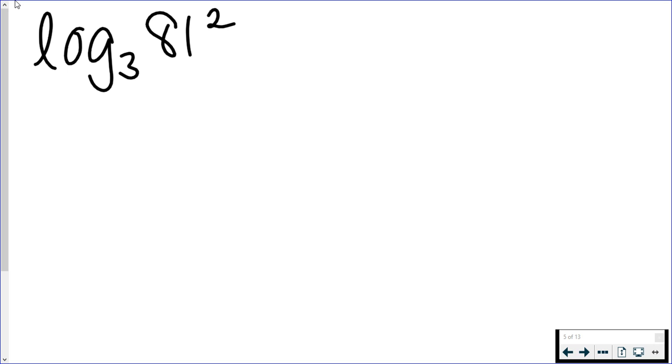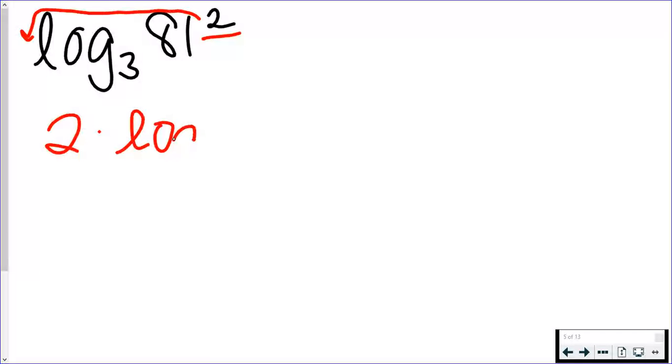For the power property, it actually helps you to deal with smaller numbers than you have to. When you have an exponent in your log, you can actually move that exponent to the front and it becomes multiplication. So for this example, I have log base 3 of 81 squared. I can take that 2 and I can actually just move it to the front of the log. So we have 2 times the log base 3 of 81.